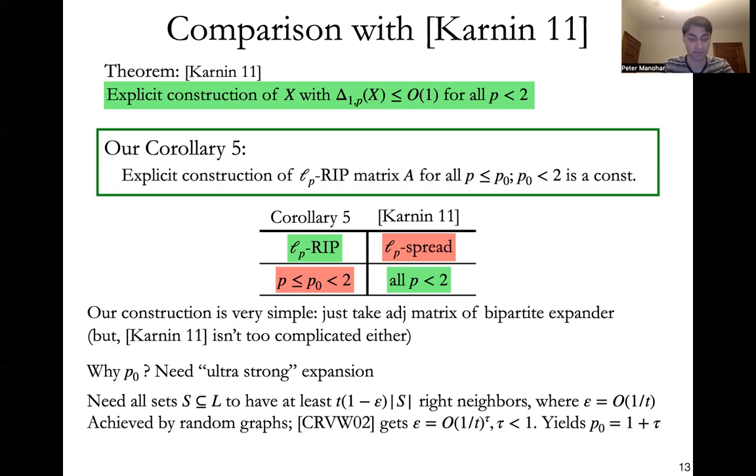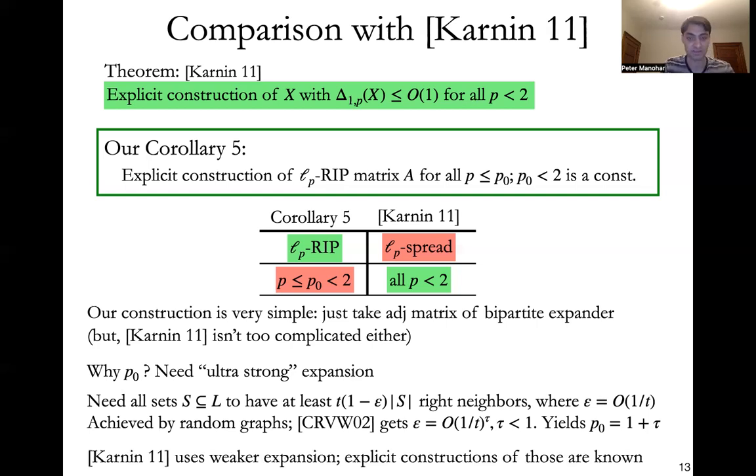And this is actually achieved by random graphs, but the CRVW expanders that we use only achieve epsilon that's order 1 over T to the tau, where tau is a constant, but it's less than 1. And this in particular means that our p naught threshold only becomes 1 plus tau, whereas if we had a random graph, we can achieve tau equals 1 and then get the threshold p naught equals 2. So that's what's going on here. And the reason Karnin is able to handle all p less than 2 is his construction is using a weaker expansion property for which explicit constructions are known.